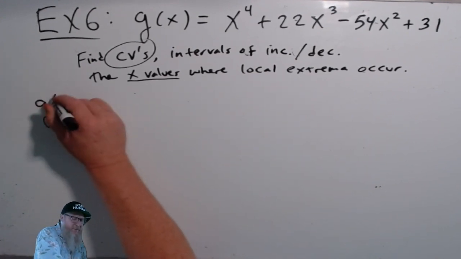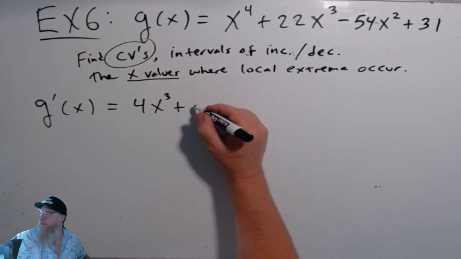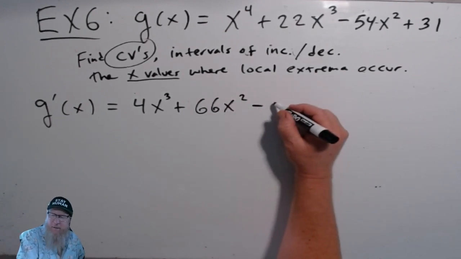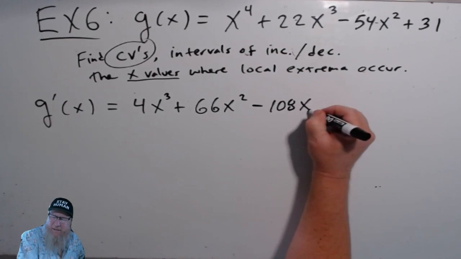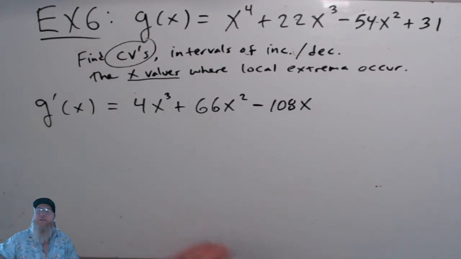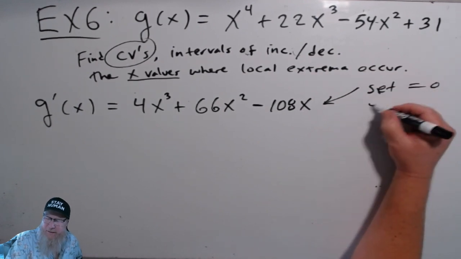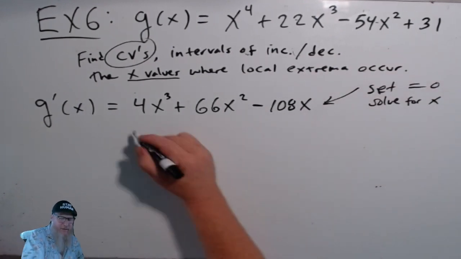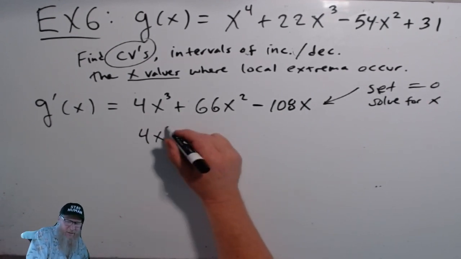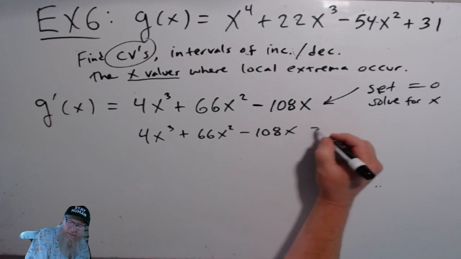So we'll take the derivative. That's 4x cubed plus 66x squared minus 108x, and then plus 0, the derivative of 31 is 0. Generally, we just don't write that. And then we set the derivative equal to 0 and solve for x. So we've got 4x cubed plus 66x squared minus 108x equals 0.